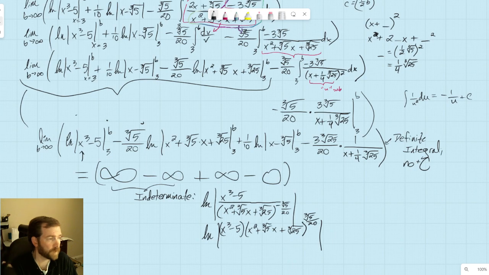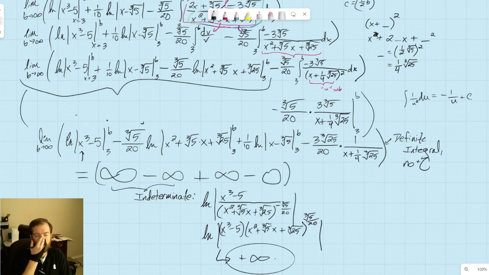All right, well, that with our natural log here is going to produce, as x gets really, really big, it's just going to go off to infinity. So this particular integral goes off to infinity.